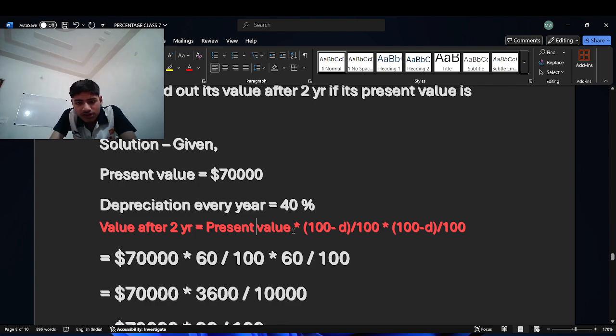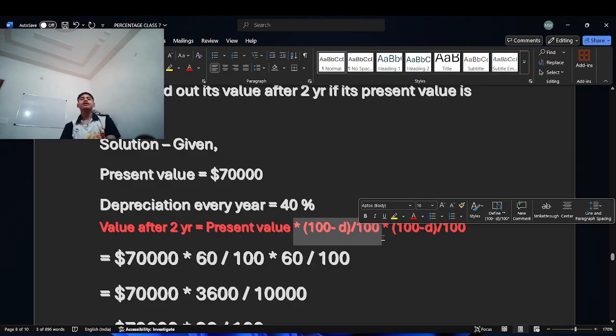Okay, so if you have to find the value after 2 years, it is present value multiplied by 100 minus depreciation. The whole is 100, and the depreciation is 40%, so 100 minus 40% will be 60%. And to remove the percentage sign, we always divide by 100. So I have divided by 100.